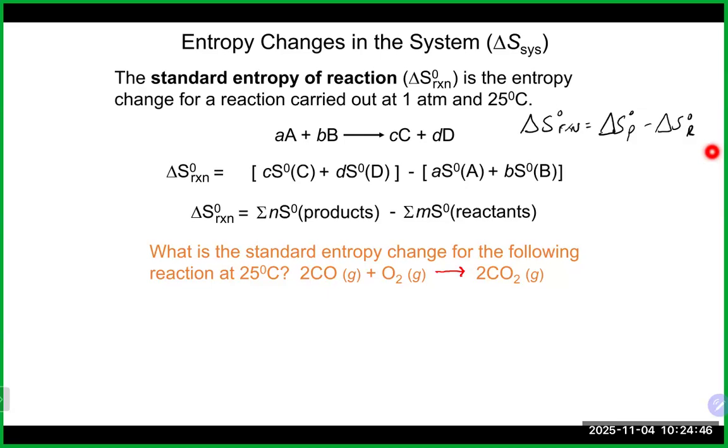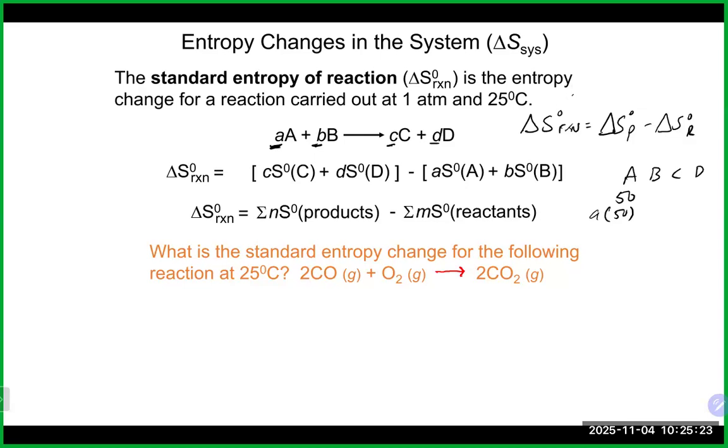Much like you might remember that you do with delta H, you do have to take the coefficients into account in the balanced equation. So when you look up those values, let's just say for A, B, C, and D, A is 50, you would have to multiply that 50 value by the coefficient that's in front of it, whatever that A may be, to get the proper value. So we do have to take the coefficients into account, and we can calculate our delta S of our reaction.